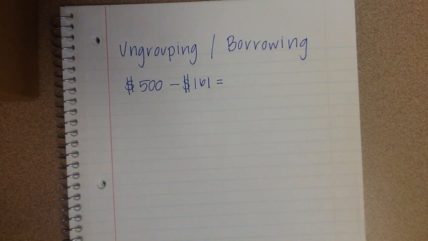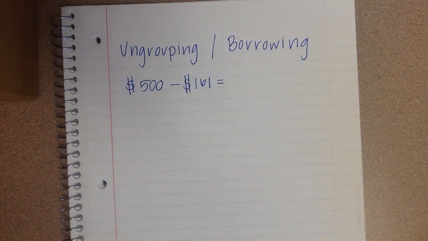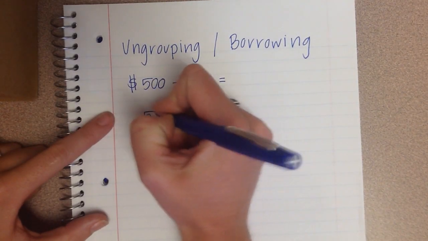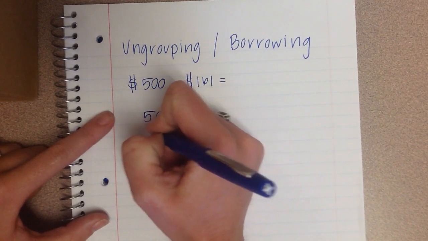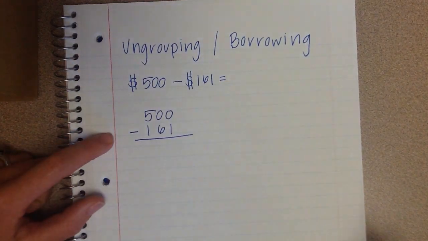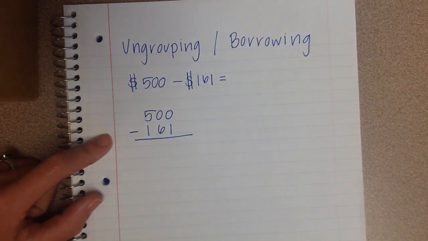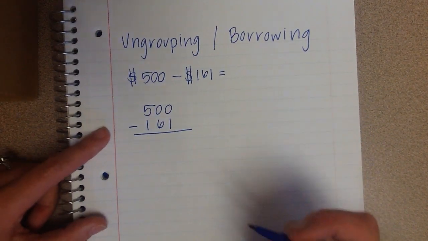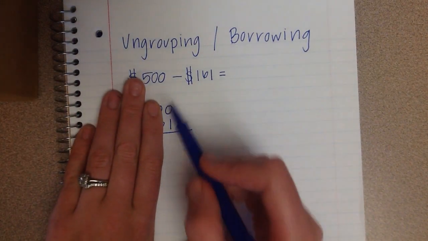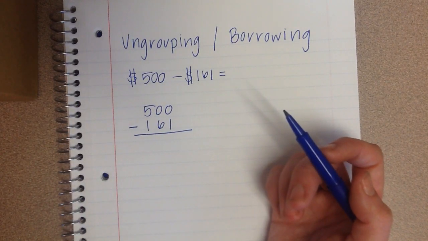Okay, so what we're going to have to do is subtract. And I'm going to set it up. It's super important that when you are adding or subtracting that you line up your place values. So I have my ones lined up, my tens lined up, and my hundreds lined up. So now I'm going to look at the 0. Can I do 0 minus 1? I can't do 0 minus 1.